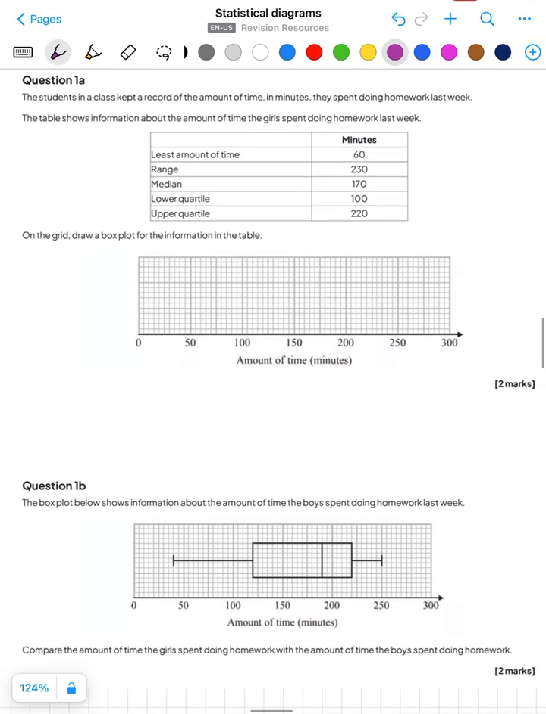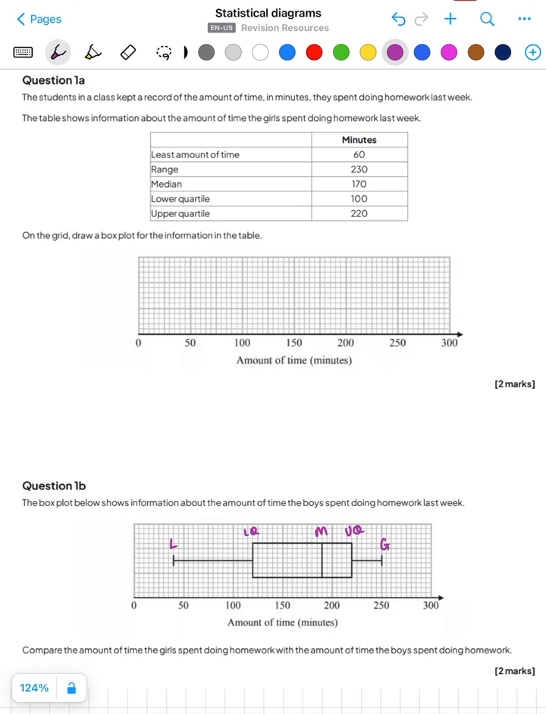Next, box plots. So key points for box plots is that we plot the least value, the greatest value, the lower quartile, the median and the upper quartile. A box plot is a really good visual way of representing lots of data. It allows for easy comparison.